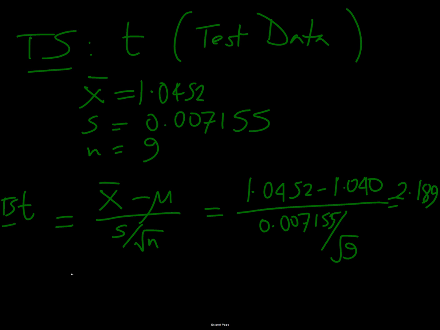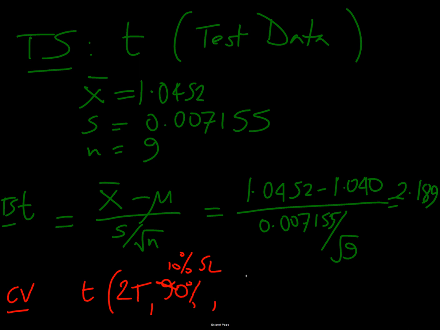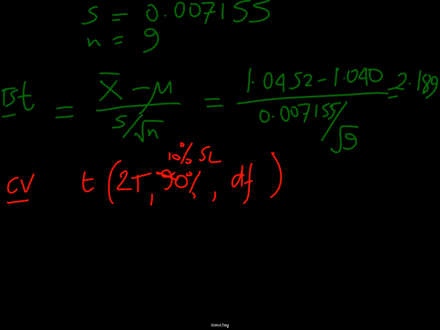Okay, now we need our critical value. Okay, and we're going to get that from the t-distribution. We've got a 2-tailed test here. They asked us to use a 10% significance level, so we're going to use 90%. And then we need our degrees of freedom, don't we? Now, what's our degrees of freedom going to be here? Well, we've got a sample of 9.